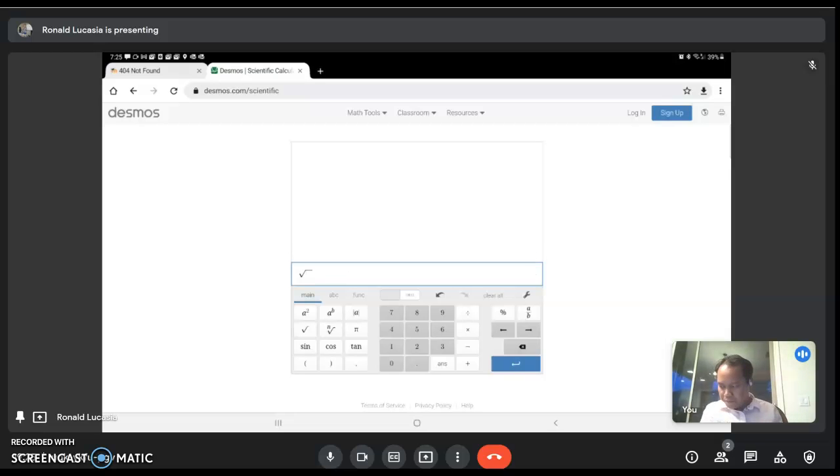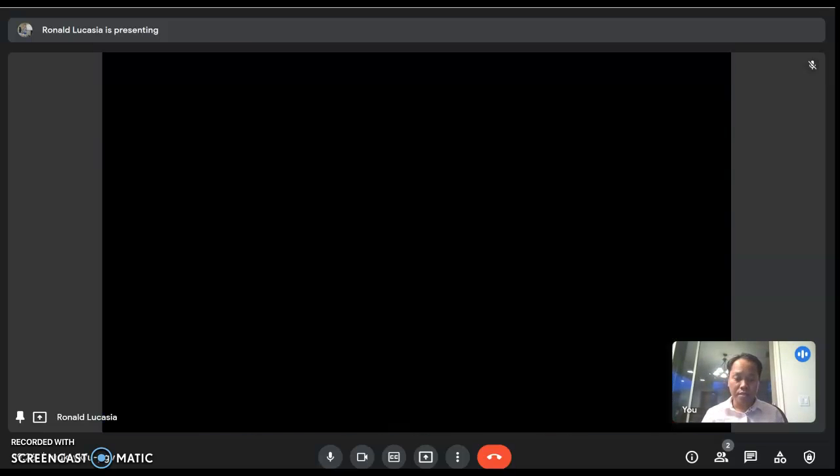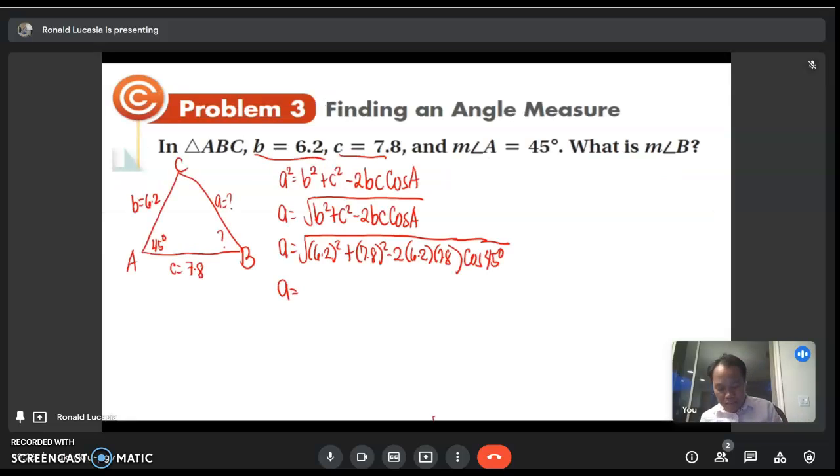The square root of 6.2 squared plus 7.8. I'm sorry. It should be 7.8 squared minus 2 times 6.2 times 7.8, and then cosine 45 degrees. That will give us approximately 5.56. Express your answer to the nearest hundredth, two decimal places. A is approximately 5.56. So this is 5.56 now.